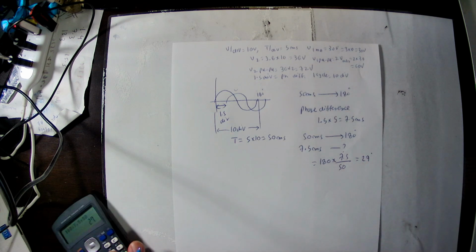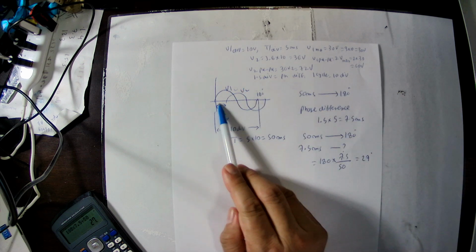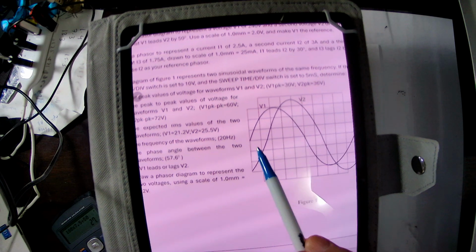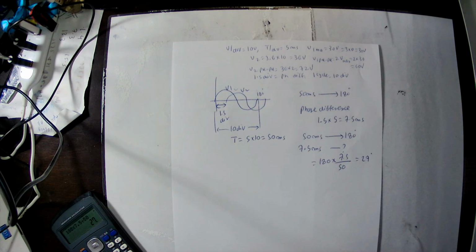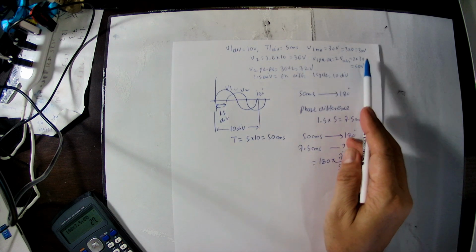So for this waveform V1 and V2, their phase difference is 1.5 division. From this graph we can count and know the phase difference. As I showed you from this graph, we can count: phase difference is 1.5 division. So this is the way we calculate the phase difference. The 1.5 division is equivalent to the time division of 5, so 1.5 multiplied by 5, 7.5 milliseconds.